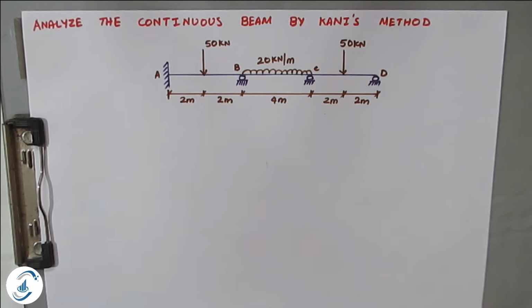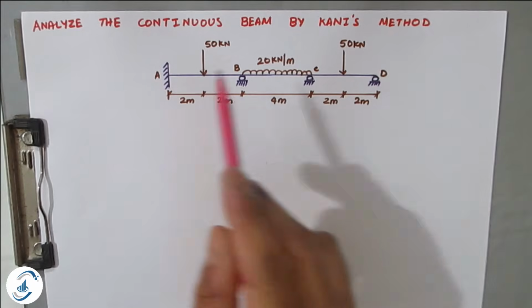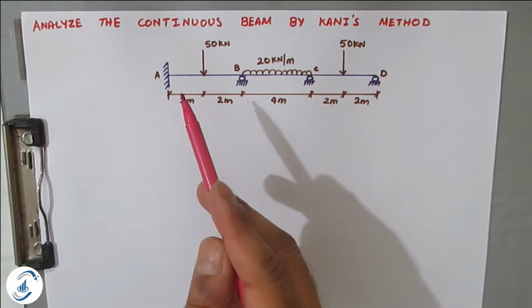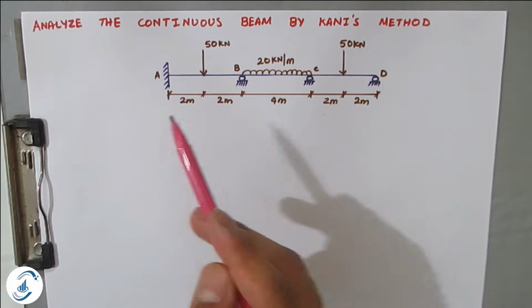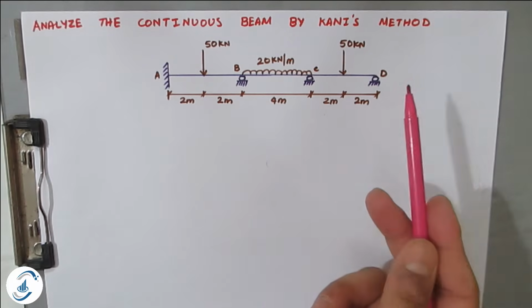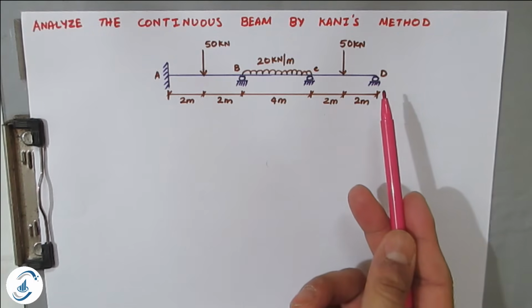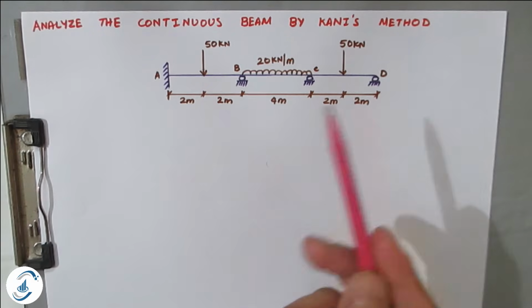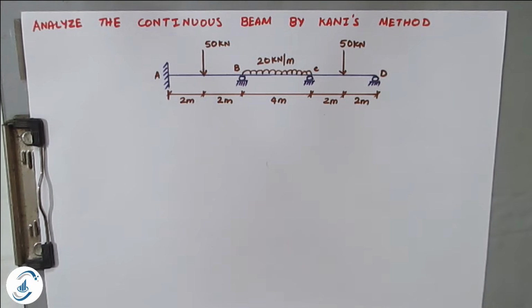So today in this video we will again see the analysis of continuous beam by Kani's method. But the difference between this video and my previous video is that both the end supports were fixed in the previous video, whereas in this particular video one side is fixed and the other side is a roller support. So what modification has to be done in this video, we will see. Otherwise the steps remain the same.